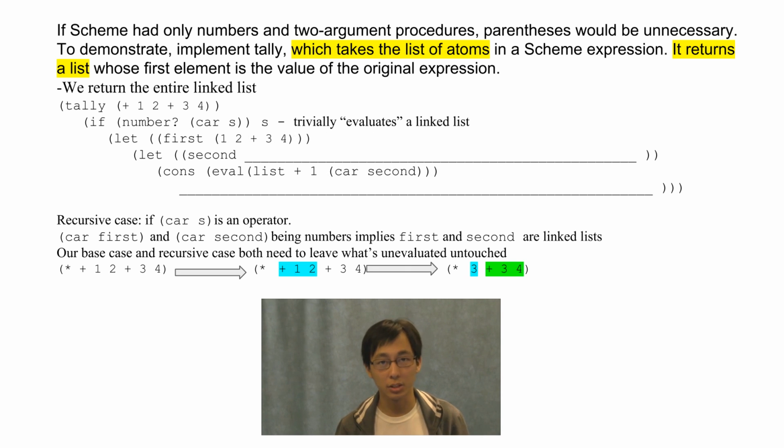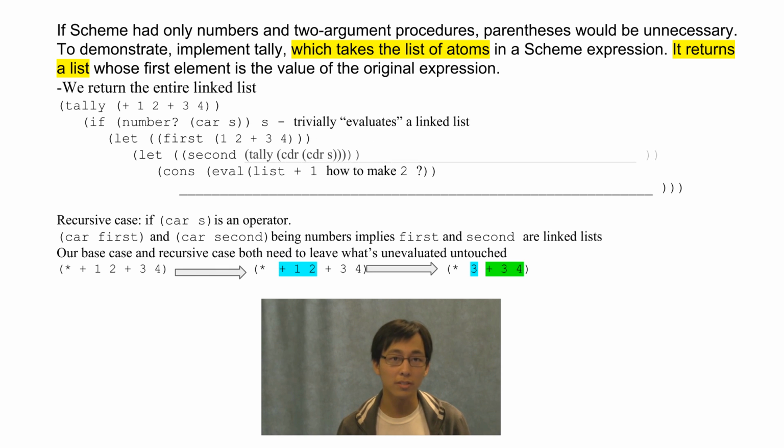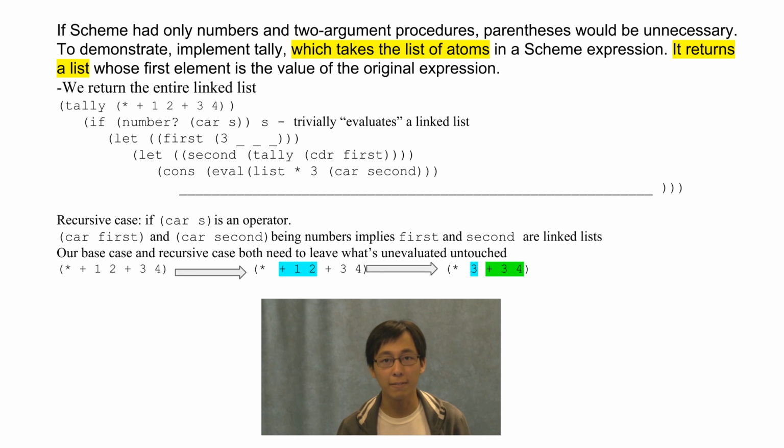Now how can we assign second to 2 to properly evaluate this? We could say cdr of the cdr of s, but remember that this here doesn't have to be a number. It could be an operator. We need a way to deal with both operators and numbers. This should be a hint to call tally on the cdr of first. So we'll be returning back to our original frame. We see that first is a linked list with 3 at the front. But what's the rest of first, and how can we use it to make second in this frame work?